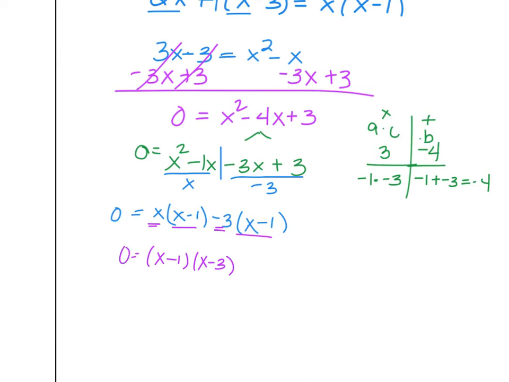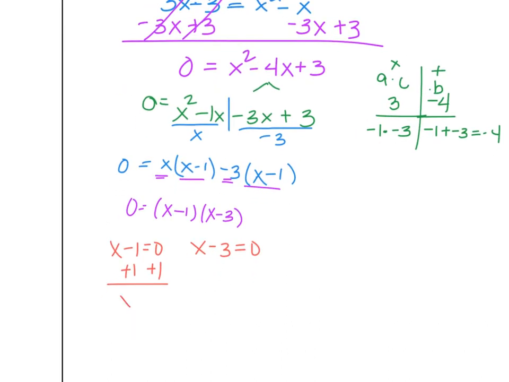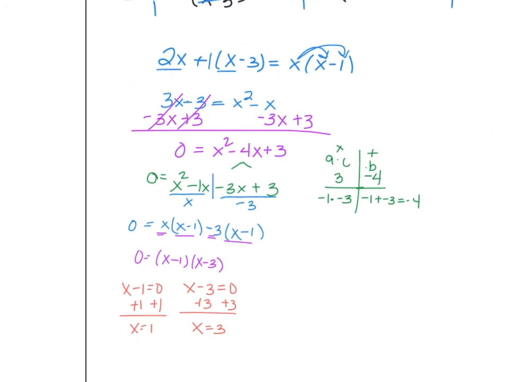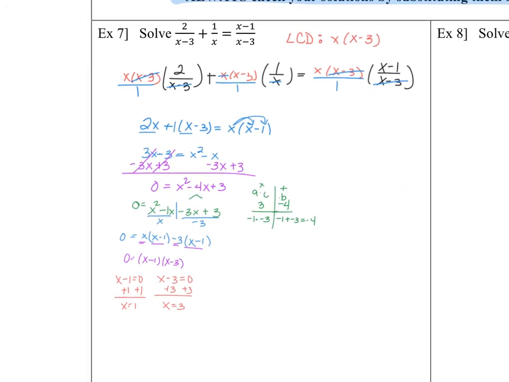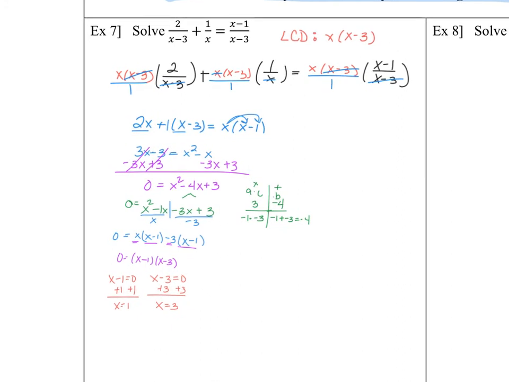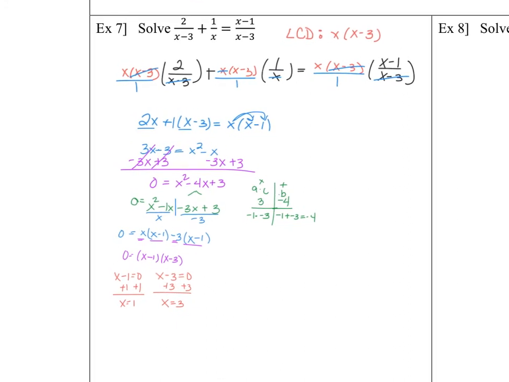Now that I have it factored, we're going to take each individual factor and set it equal to 0. And we're going to solve. So add 1 to both sides, and you're going to end up with x equals 1. Add 3 to both sides, and you get x equals 3. So now that we have this, remember, we don't necessarily have both numbers as solutions. So let's look back at the very top. So what we're going to do now is check these guys to make sure that they actually work.